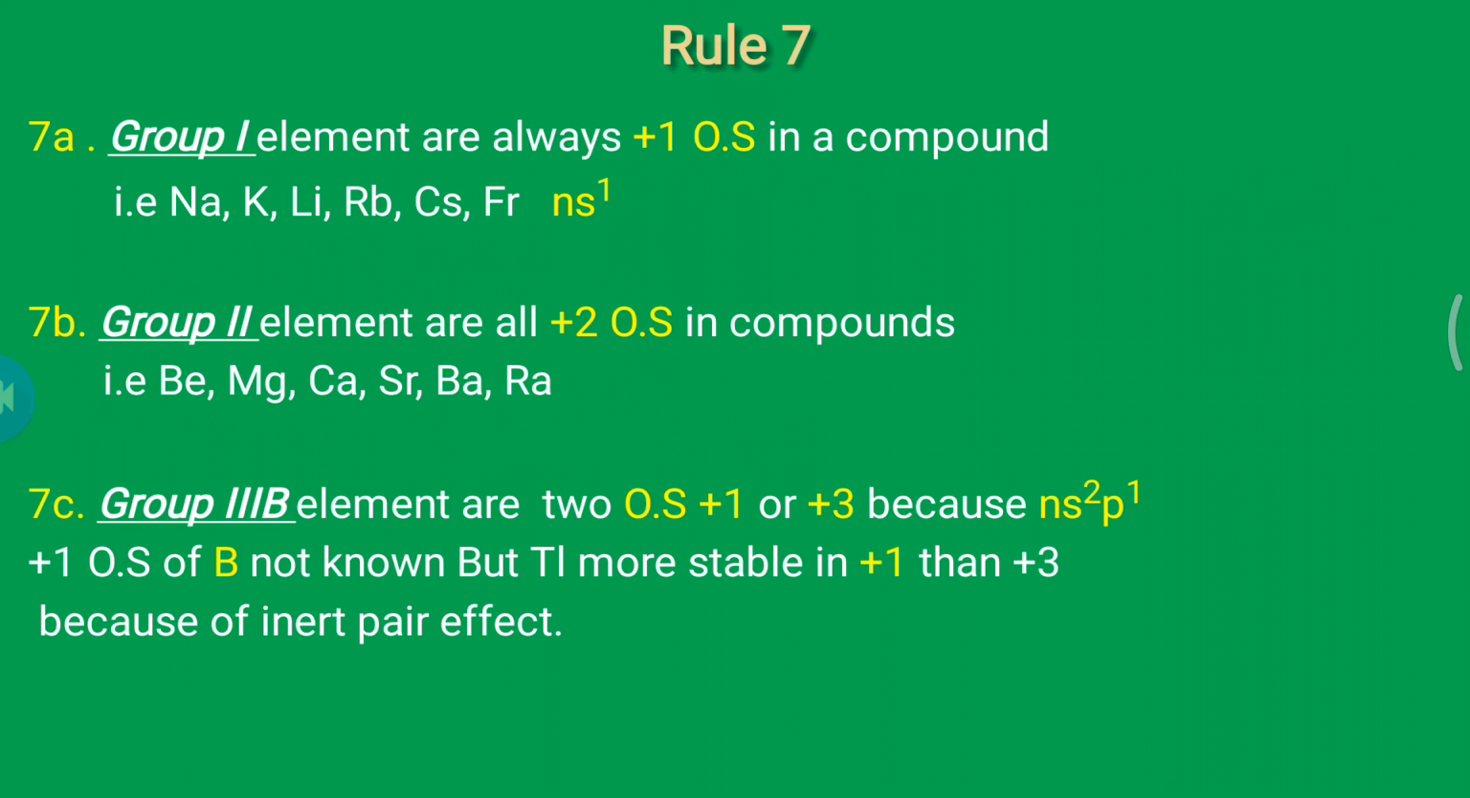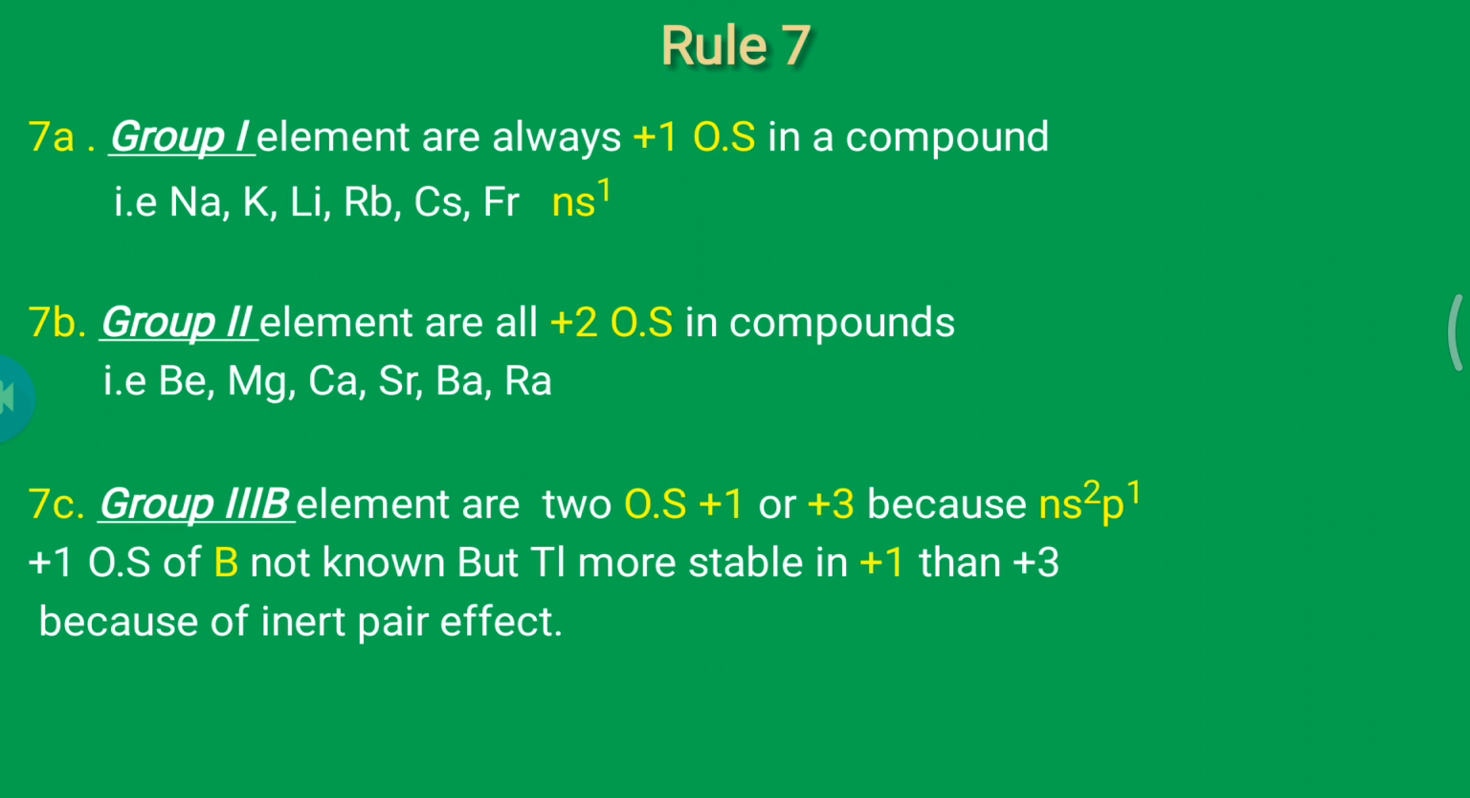Similarly, group 2 elements show a +2 oxidation state in compounds because their electronic configuration is ns2. There are 2 electrons present and these 2 electrons may be lost, so their oxidation number is equal to +2. Rule 7b: group 2 shows the +2 oxidation number.